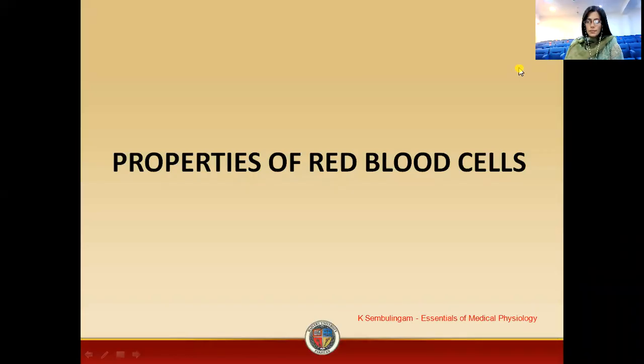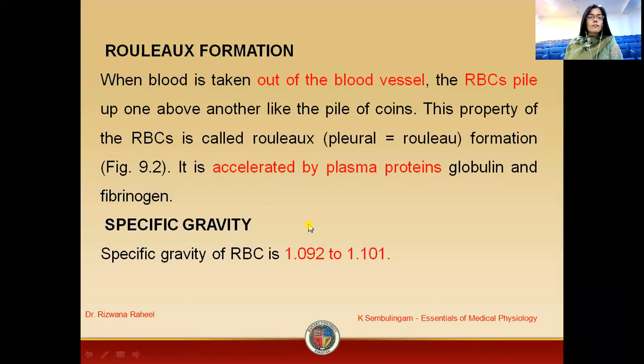Now students, in today's lecture, we are going to study properties of RBCs, that are erythrocytes or red blood cells. Now, what are these properties? First property is rouleaux formation. So, when the blood is taken out of the blood vessels, the RBCs pile up. This property of the RBCs to make a pile is actually the rouleaux formation. This property is accelerated by the plasma proteins that are globulin and fibrinogen.